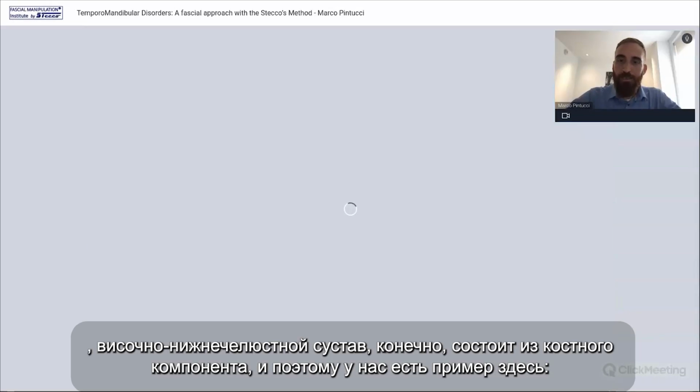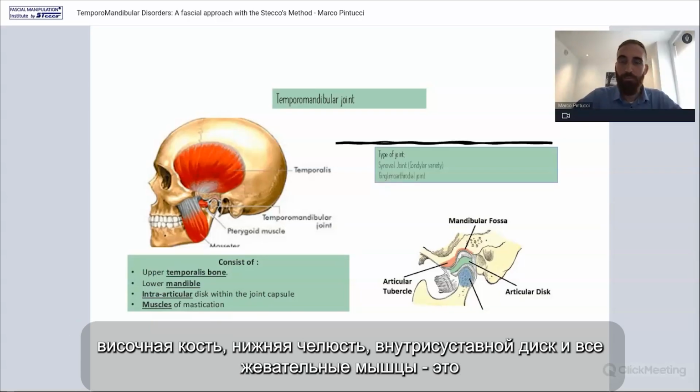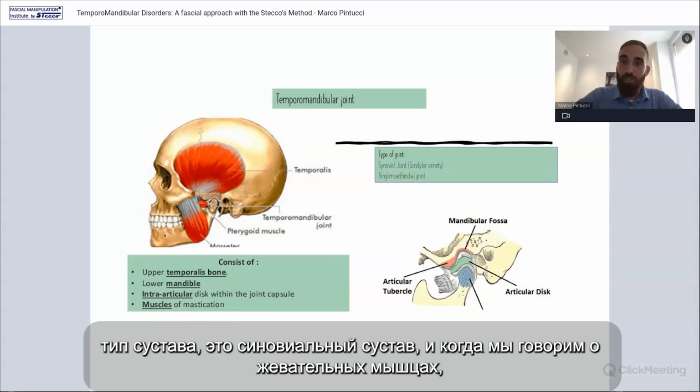So, the temporomandibular joint, of course, is made by bone components. So we have, for example, the temporal bone, the mandible, the interarticular disc, and all the muscles of mastication. It is a type of joint, a synovial joint.